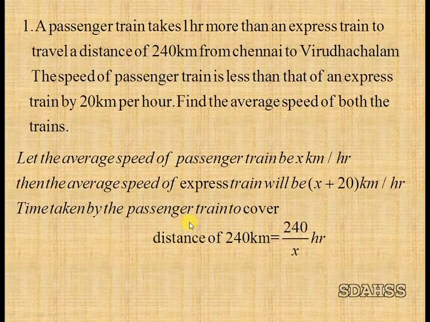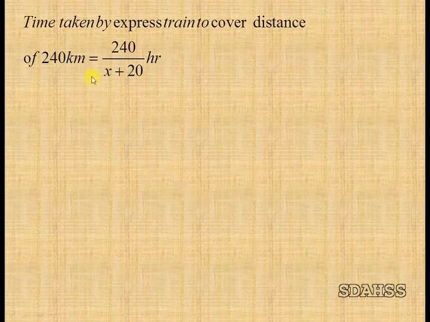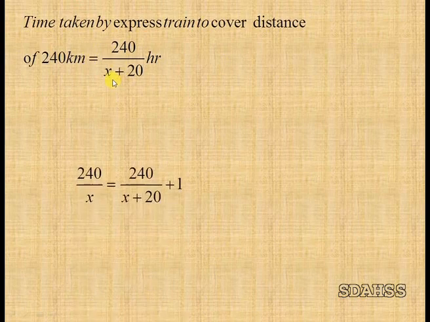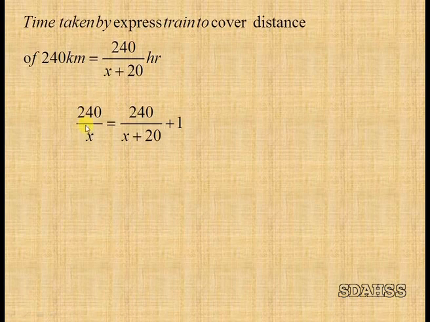Time taken by the passenger train to cover a distance of 240 km is 240 by x hours. Time taken by the express train to cover a distance of 240 km is 240 divided by x plus 20 hours. So 240 by x is equal to 240 divided by x plus 20, plus 1.